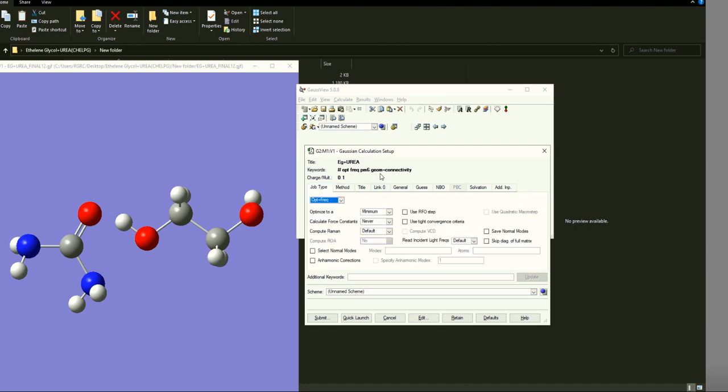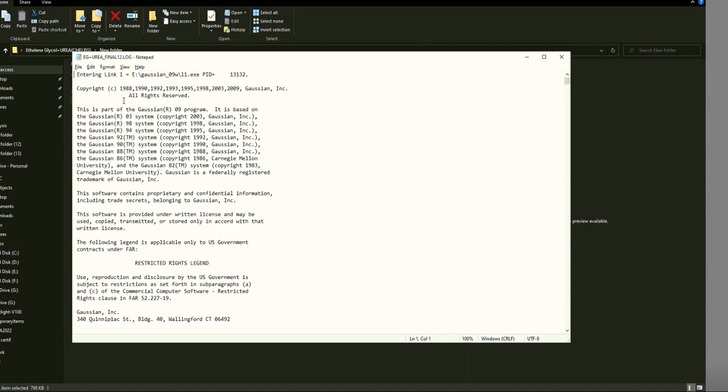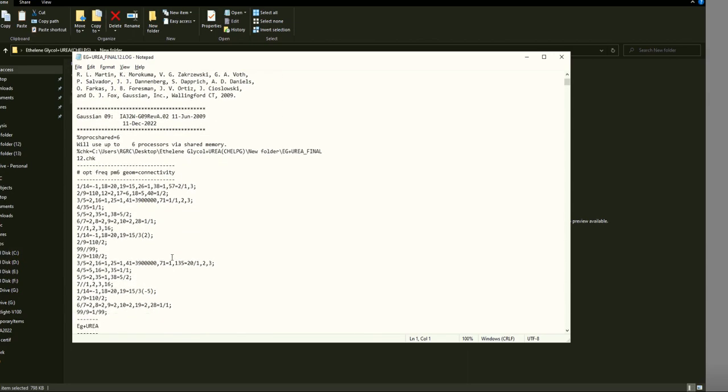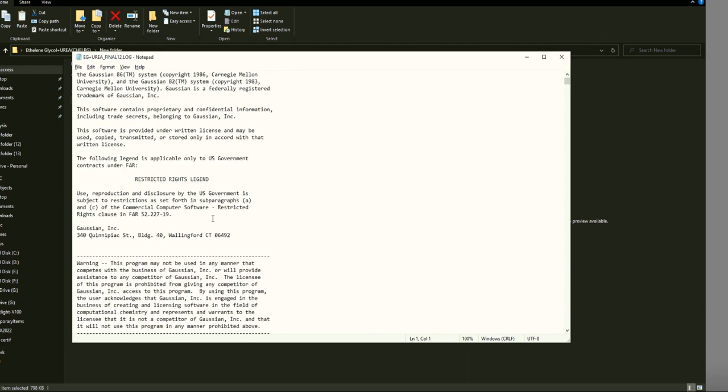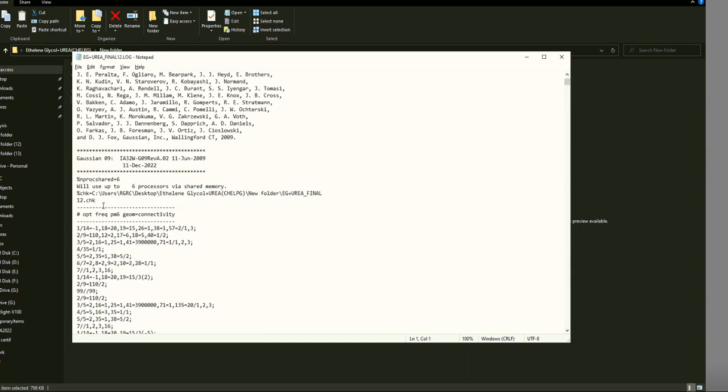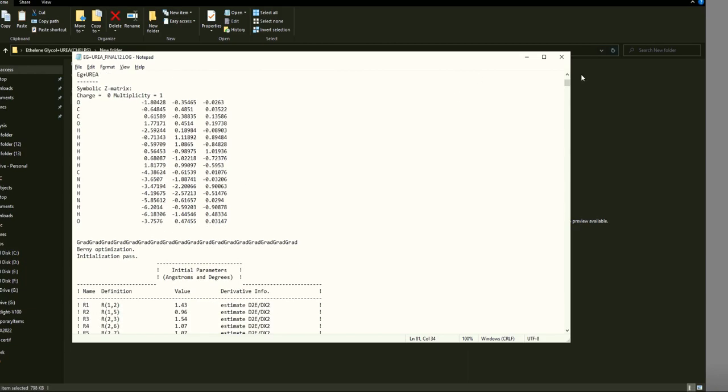that's the thing. And one more thing, here you can see our route card. Where is the route card? A second. Yes, here is a processor shared 6. It means the number of processors shared is 6, and geometry connectivity. Okay, this is PM6, I mean the model we use for the calculation, and we calculate both optimization and frequency. So this line is called a route card. Okay, so that's basically it.